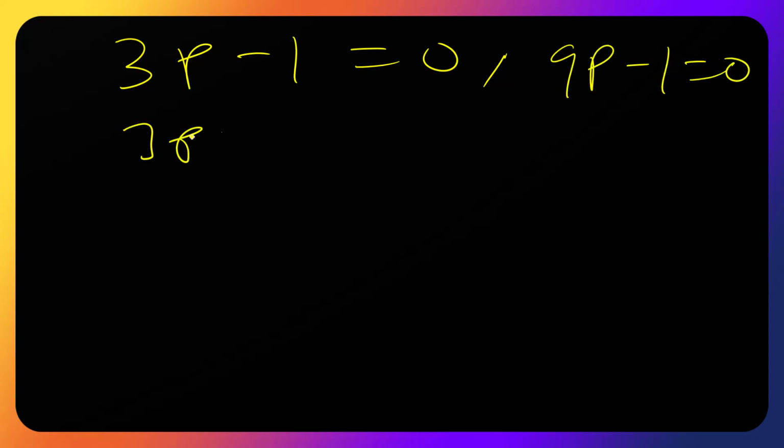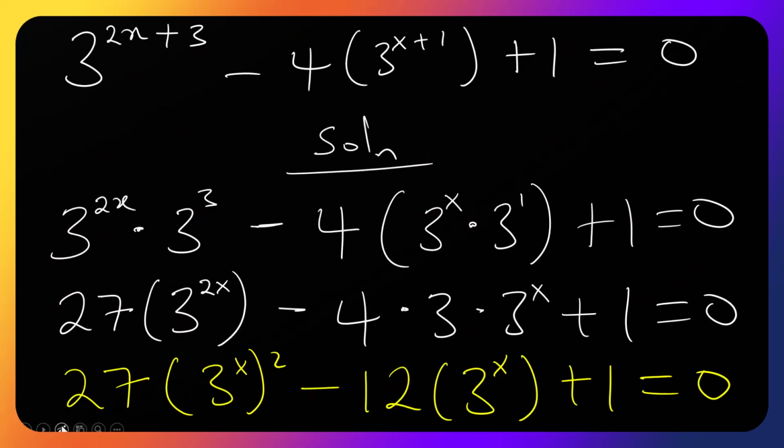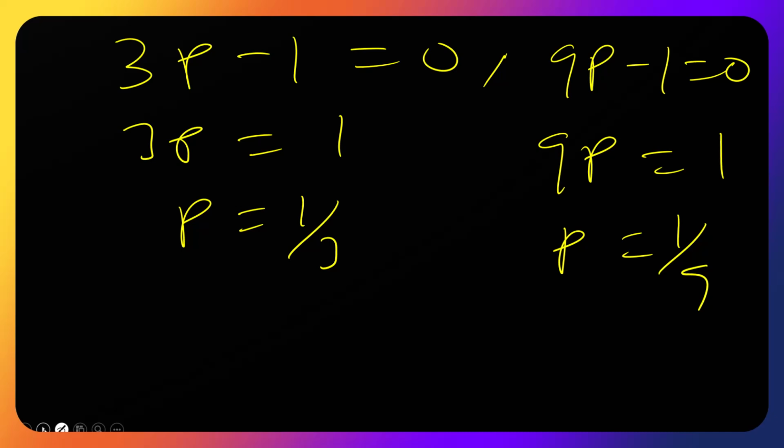So 3p equals to 1, p is 1 over 3. And this side 9p equals to 1, p is 1 over 9. So we have two answers for p: 1 over 3, 1 over 9. So let's recall, p equals to 3 to the power of x.